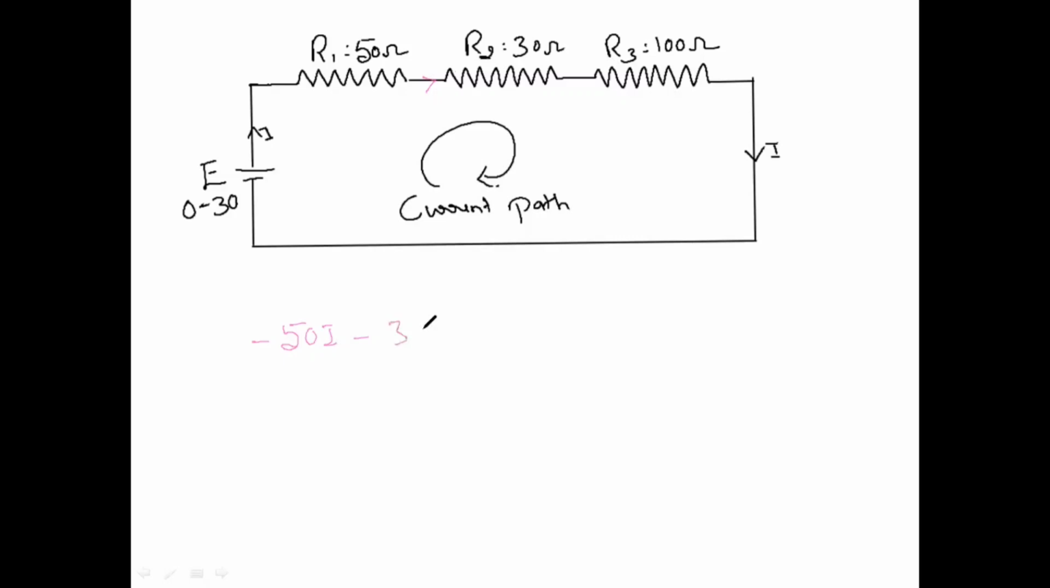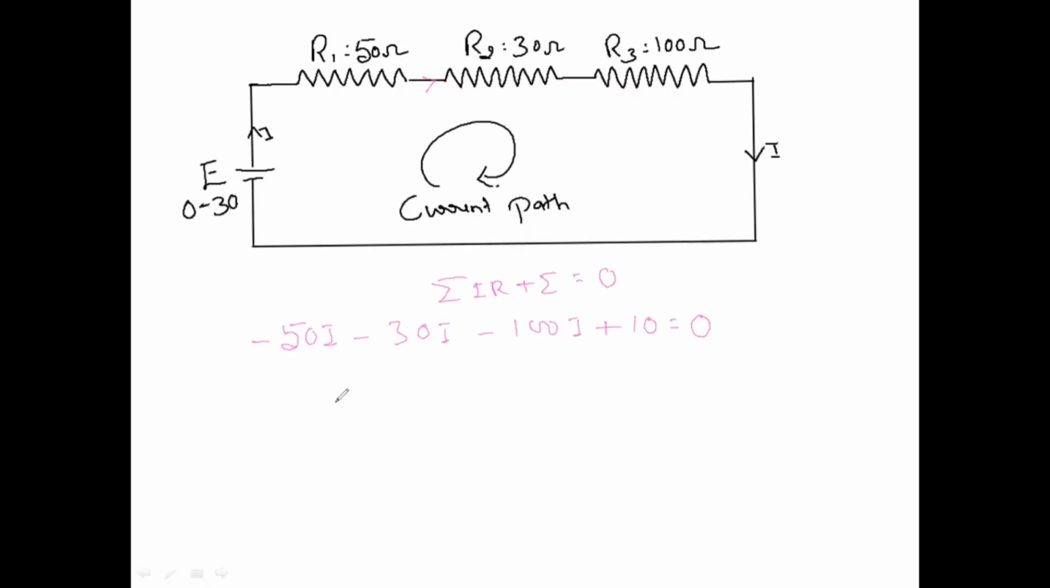So minus 30 into I minus 100 into I. When you're going from minus to plus, it is plus. So we'll be applying the 10 volts in the beginning first. That is, the summation of the voltage drop and EMF will always be equal to 0. That is actually Kirchhoff's voltage law.